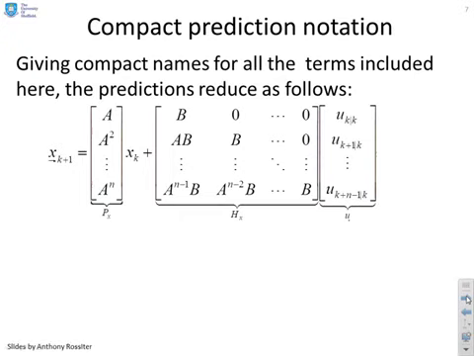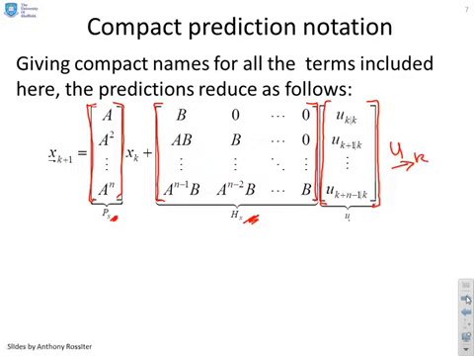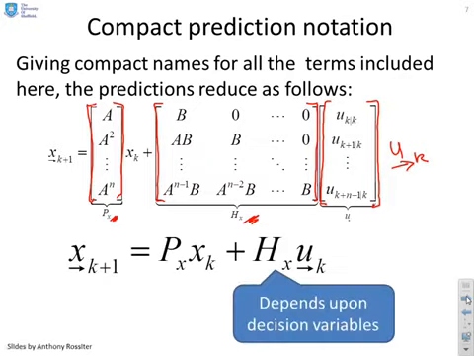So next what I want to do is give myself some names so I can make this more compact. This vector A, A squared all the way down to A^n, I'm going to call Px. This matrix here, B, AB, B, 0, 0, 0, and so on, I'm going to call Hx. And you'll notice that over here on the right, I've got a vector of future inputs, so I can call this u future k, with the arrow notation. So I put that together, this is what I've got.